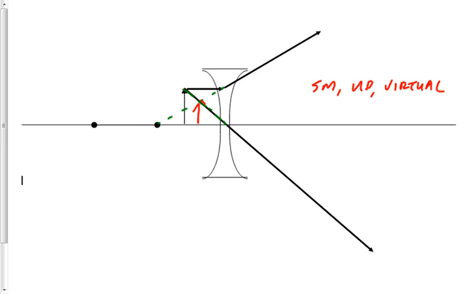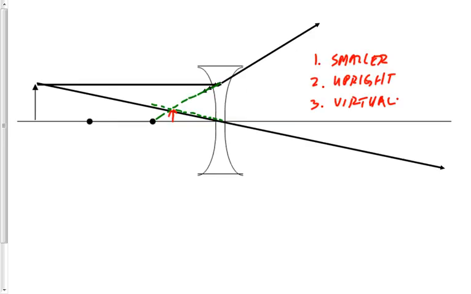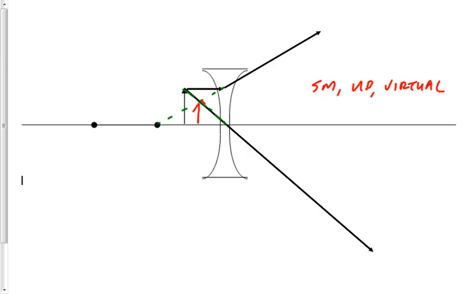You can see the size of the image and the position of the image is a little bit different, but still the same characteristics. Does that make sense? Okay. We'll wrap it up there for today, and we'll pick up on the math on this tomorrow.